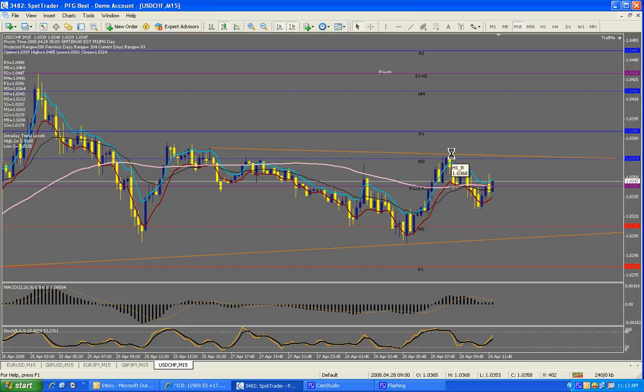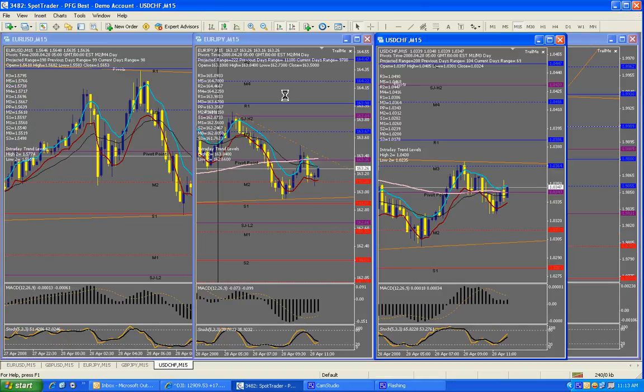So there were no clear trades that I felt comfortable with other than the pound dollar, and that is the trade that I took today for a winner.